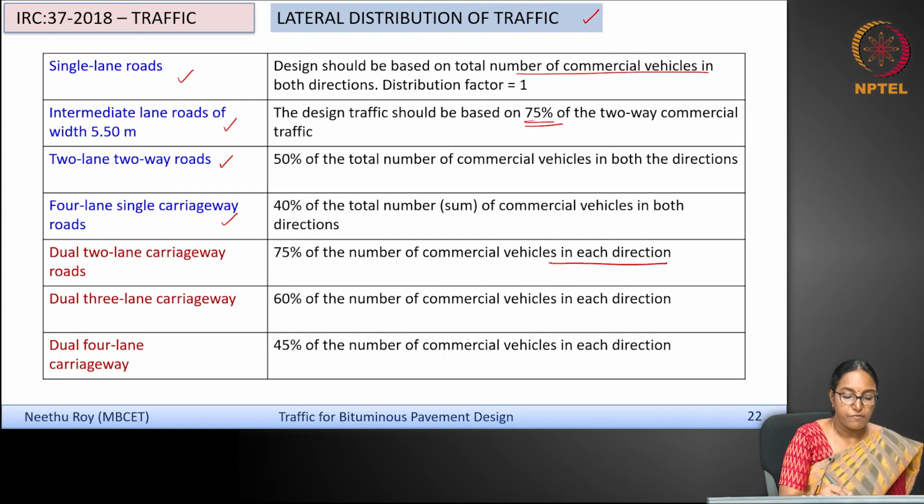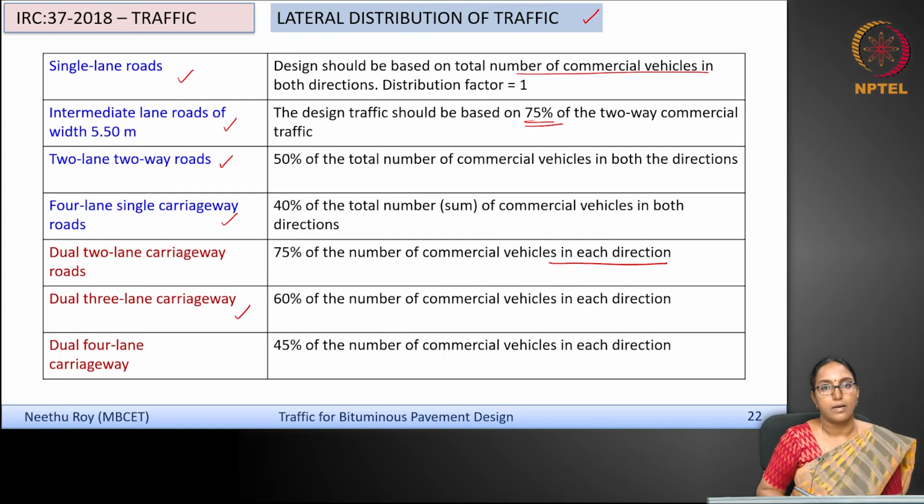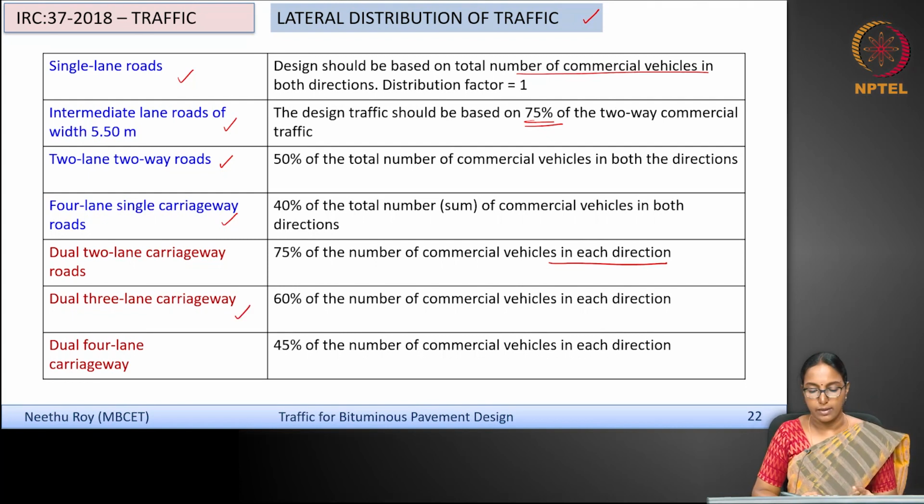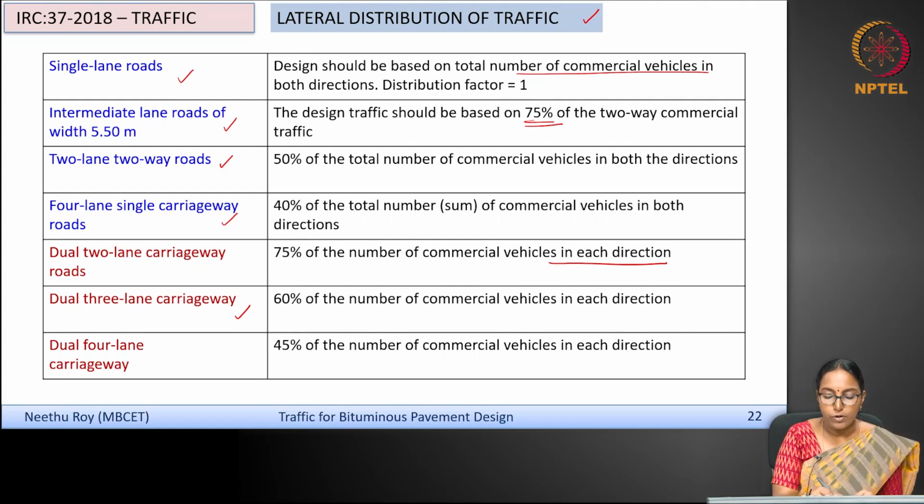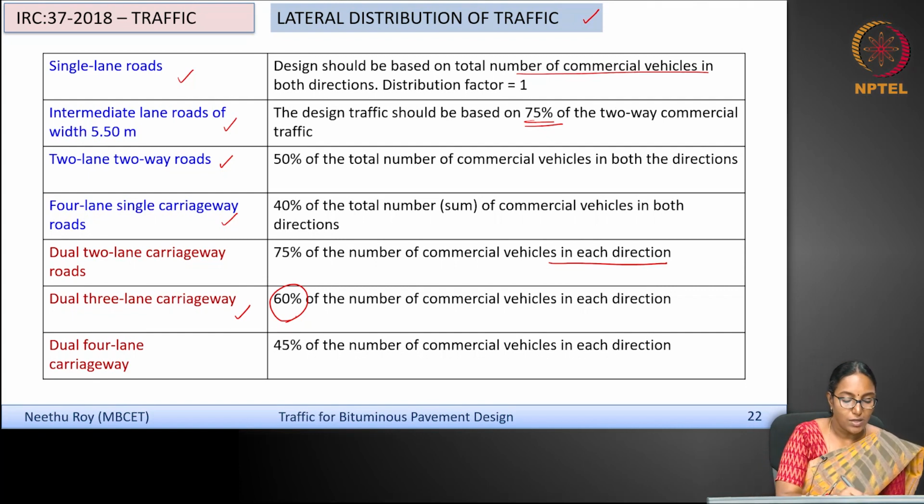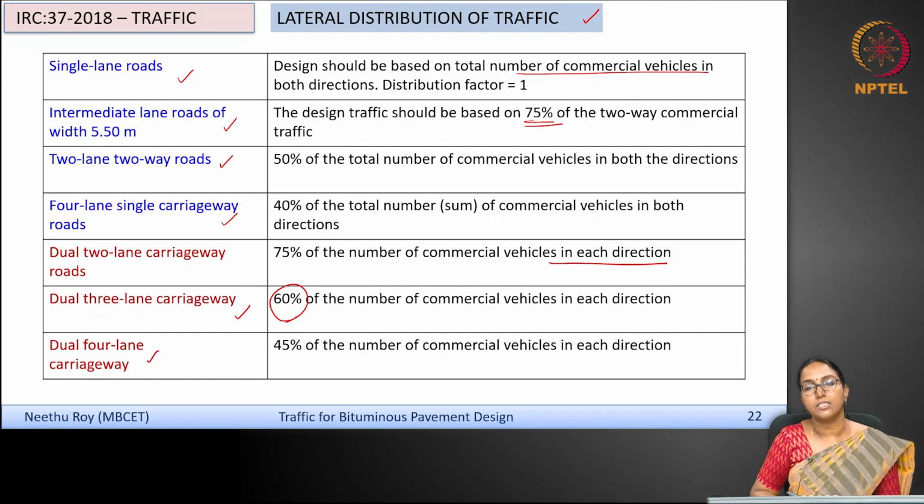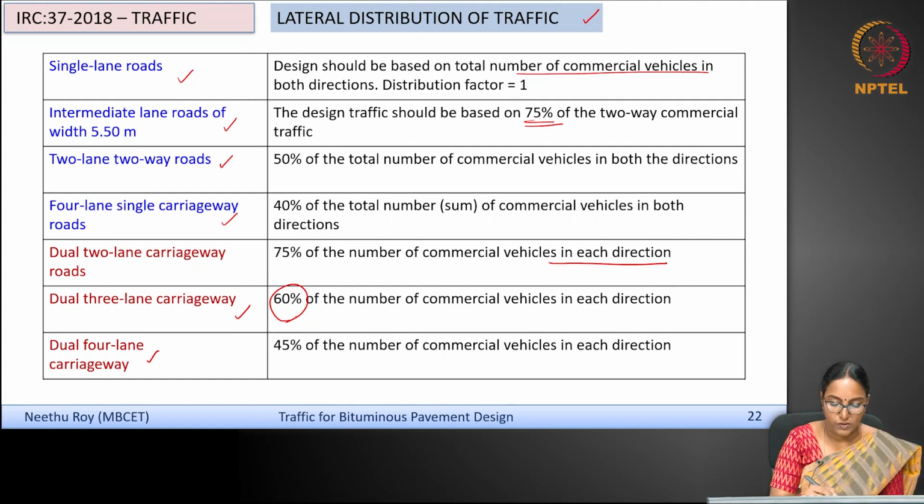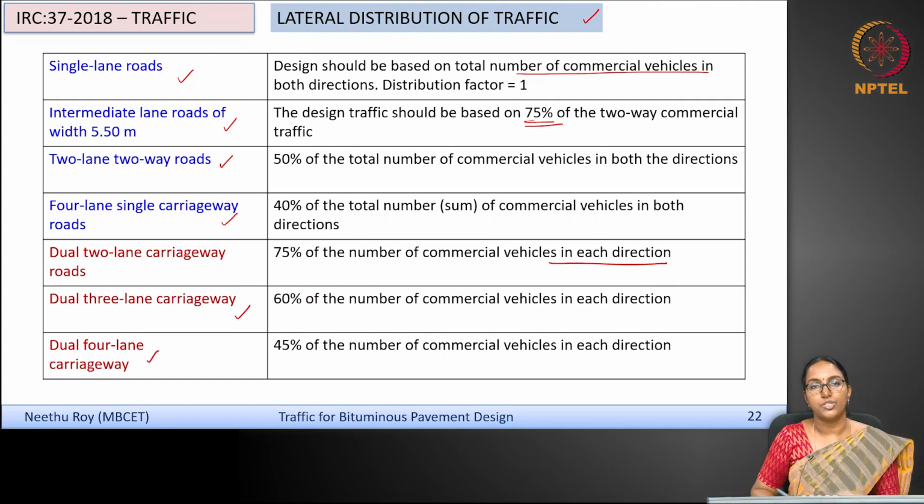Okay. Where if it is a dual 3-lane carriageway, a separated 3-lane carriageway, then you can go for 60% of the number of commercial vehicles in each direction. Now, if it is a dual 4-lane carriageway, the lane distribution factor can be 45% of the number of commercial vehicles in each direction. Okay. So, this is how the lane distribution factor is chosen in IRC 37.